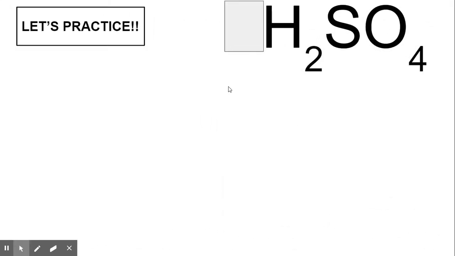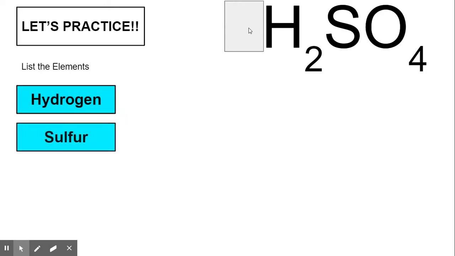Okay, so you notice that I've covered up this coefficient for now because we want to ignore it at first. We'll come back to the coefficient here in just a minute. So remember that step 1 was to list the elements present. So the elements present in this chemical formula are hydrogen, sulfur, and oxygen.